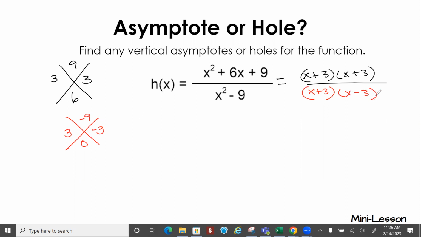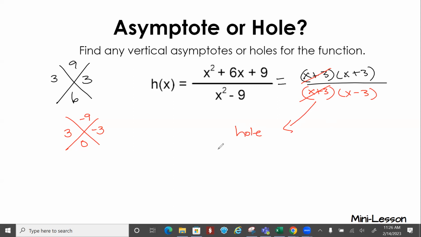Now, my question to you, is there something on the top and the bottom that I can cancel? Okay, and you can only do one of them. You can't do like, I see that there's 2 in the top. No, it's 1 in the top, 1 in the bottom, right? Okay. Here's the important part. Ready? What we just canceled out is the hole.